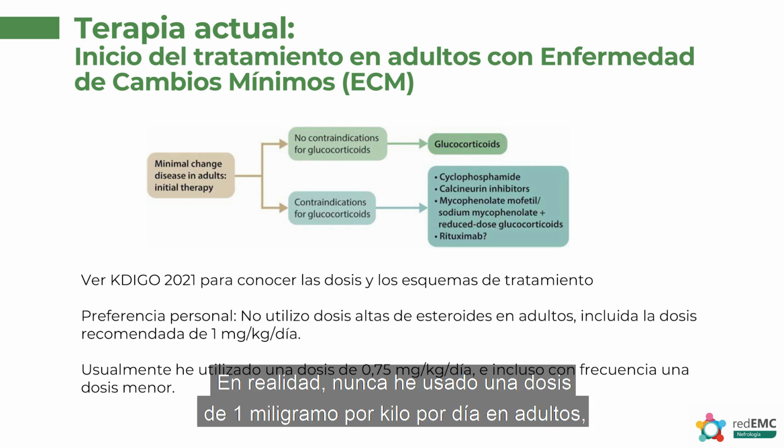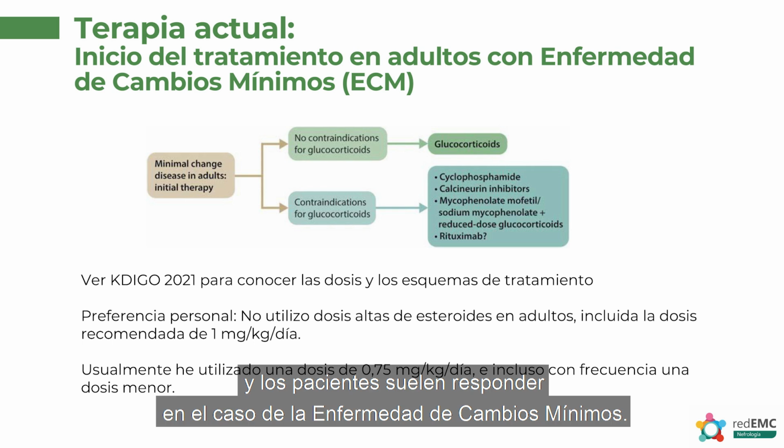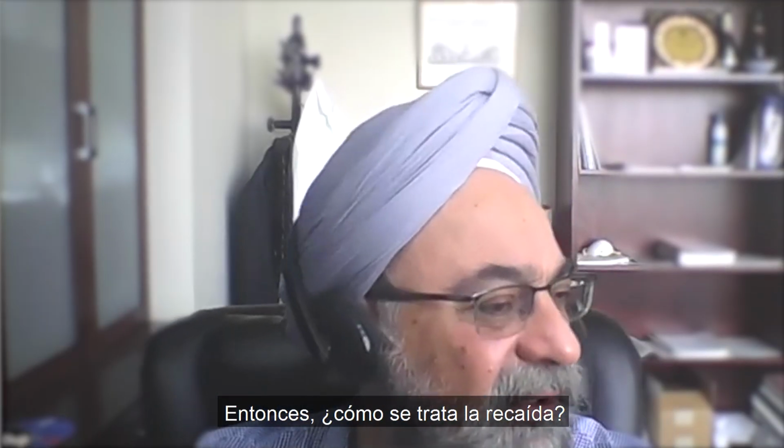I have actually never used the 1 milligram per kilogram per day dose in adults. I typically use much lower doses, somewhere in the tune of 0.75 milligrams per kilogram per day, and even sometimes even lower. And patients usually respond in case of minimal change disease. And then, how do you treat relapse?